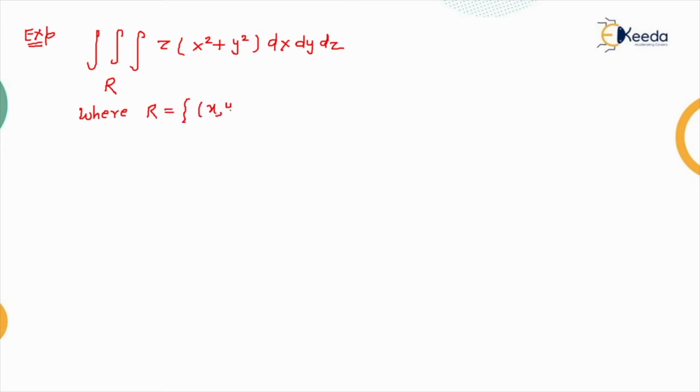R is a region bounded such that the limit of z is from -1 to 1, and it is bounded by one curve, x square plus y square is less than or equal to 4. It is a boundary condition given to you. It means the region includes some limit of z as well as the equation of a curve. You can see here the equation of a circle, x square plus y square is equal to 4, and the limit of z is already given to you.